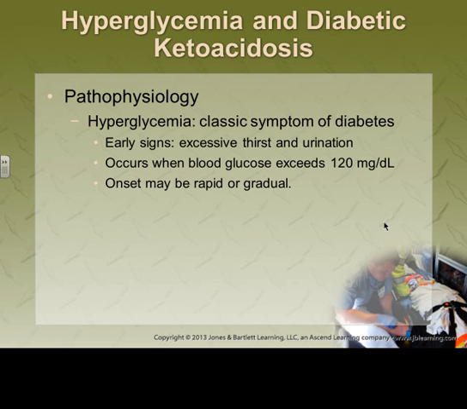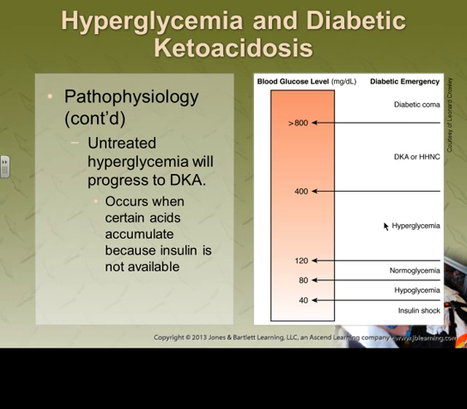Hyperglycemia. Most people with diabetes probably live in hyperglycemic states more than they do hypoglycemic states. It occurs when the blood glucose exceeds 120. Usually you don't see a whole lot of issues until it gets on up, all right, especially with a long-term diabetic who's probably used to living with a sugar of 180. You know, untreated hyperglycemia leads to DKA.